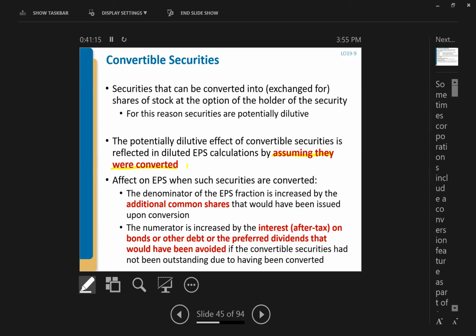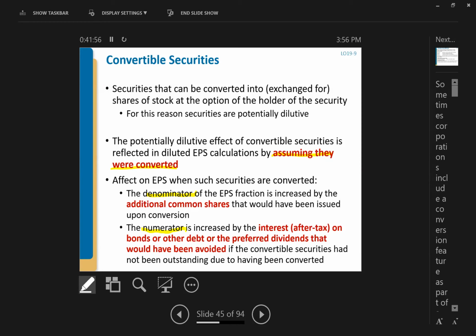The effect on earnings per share when such securities are converted is going to impact both the denominator and the numerator. Really the only two convertibles we discussed were convertible preferred stock. If the preferred shareholders convert, do we have to pay them dividends? We do not. If we assume they converted on January 1st, we would not have to pay those dividends. However, if they converted to shares of common stock, the denominator is going to increase.